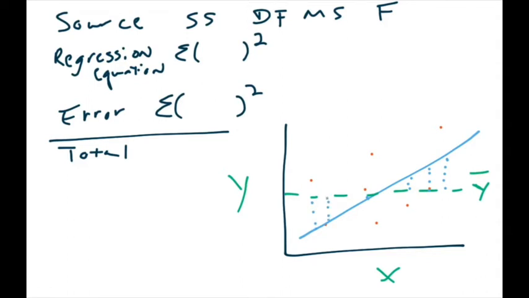Okay, so now for each value of X, each red dot, I have a corresponding series of blue dots that represent the distance from the line to the mean. The way we represent this quantitatively in our equation is y hat sub I minus y bar. So that's our sums of squares for regression.